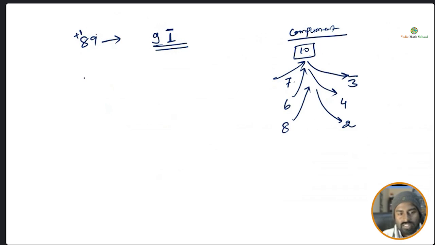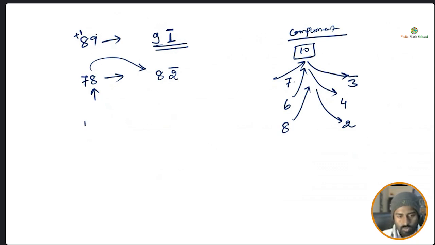Got it? Let's understand with one more example. 78. Then what are we going to do? Again, 8. So 10 minus 8 is what? 2. 2 bar. Now this will be increased. So 7 will become 8. So the bar number of 78 is 8 and 2 bar.